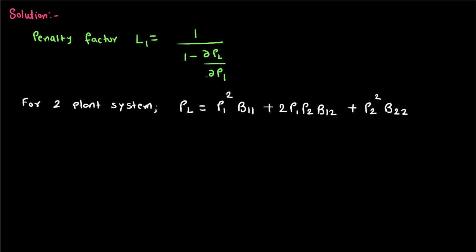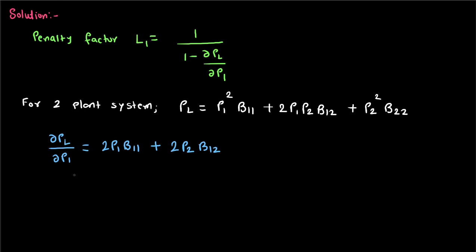Now we require ∂PL by ∂P1, so we need to take the partial derivative of PL with respect to P1. Then the first term will be 2 P1 B11, plus the second term 2 P2 B12, and the third term will simply be 0 because there is no term of P1 there. The values of P1, P2, B11 and B12 are specified in the problem itself.